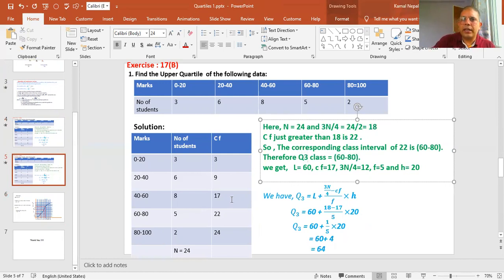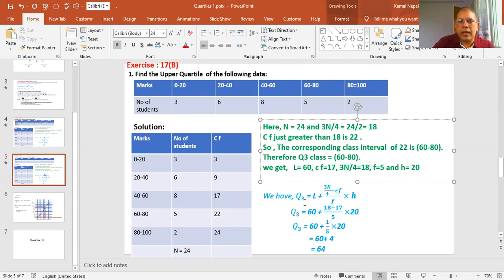For quartile 3 also, n is equal to 24, 3n by 4 is 18. The cumulative frequency just greater than 18 is 22. Is there 18? No, just greater is 22. The corresponding class interval of 22 is 60 to 80. So the quartile 3 class is 60 to 80. We get l is equal to 60, cf is equal to 17, 3n by 4 is 18, frequency is 5, and h is 20.